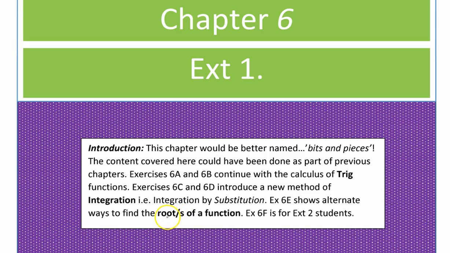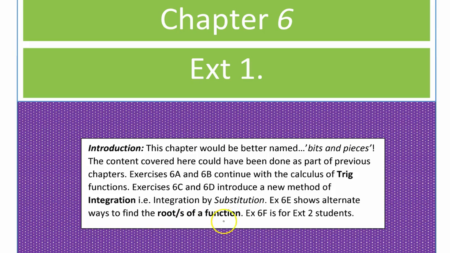6E is this very different concept altogether, and it does involve calculus, but it's more about finding where a graph cuts the x-axis, finding the roots of a function, if we were graphing it, where the graph cuts the x-axis. So that's very different, because it may not be a trig function, it's not about integration, it's actually about differentiation. So 3 very different concepts we're going to cover.